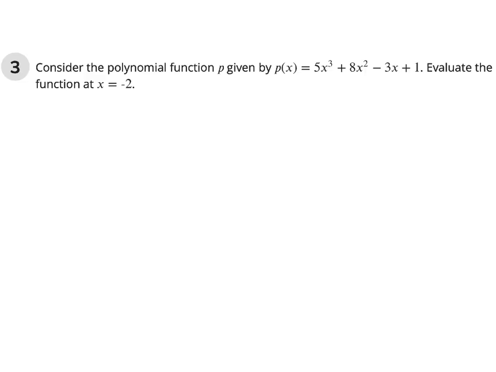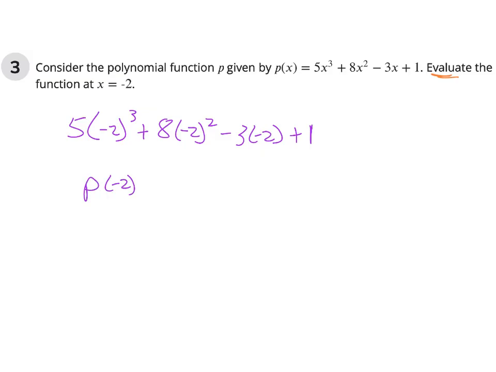Okay, let's look at number 3, evaluate. We see the word evaluate. That tells us we have to get this down to a single number. So what I'm going to do is take 5, put negative 2 in, square it, minus 3 times negative 2. Make sure you use parentheses. If you put this in the calculator just like it is written, you should get negative 1. If you're not getting negative 1, check how you put it in the calculator or calculate it by hand.